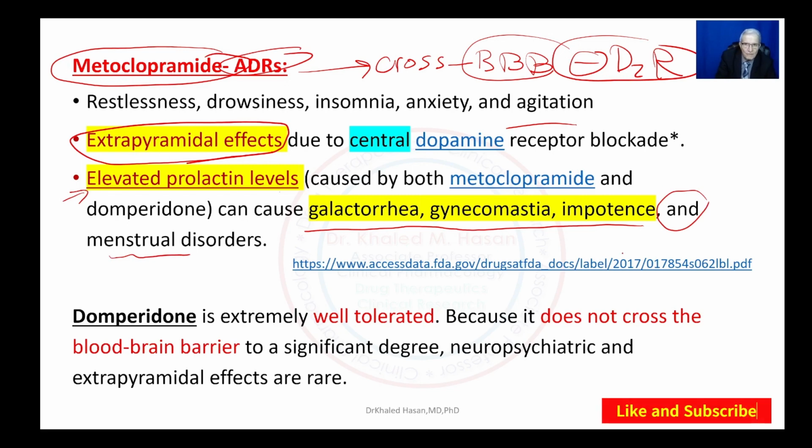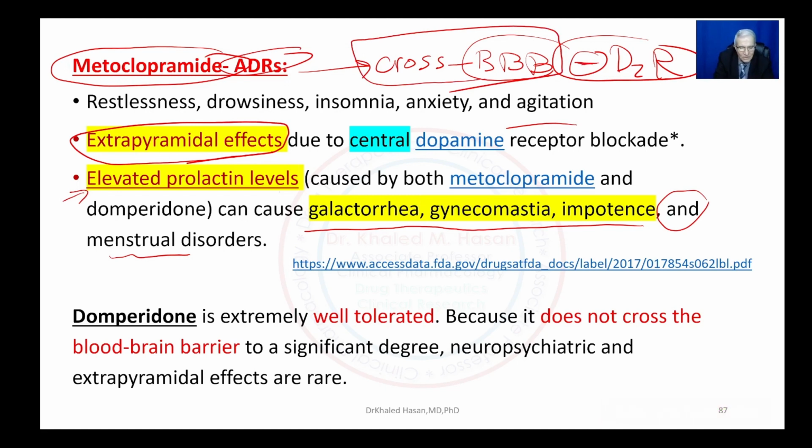So you can see here we have two main side effects related to the dopamine. Number one, extrapyramidal effect. Number two, elevated prolactin level, and the patient may suffer from galactorrhea, gynecomastia, impotence, and menstrual disorders in females. And the main reason for that is because metoclopramide is able to cross the blood-brain barrier, block the dopamine receptor in the brain and cause this effect.